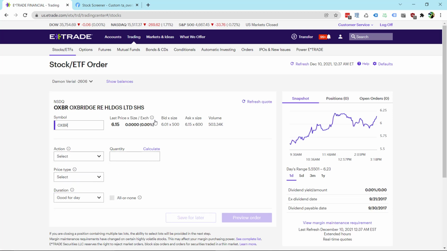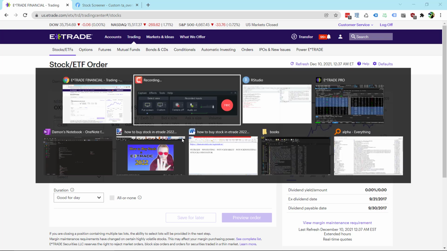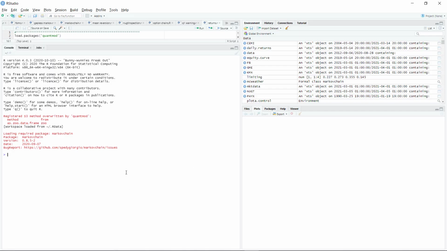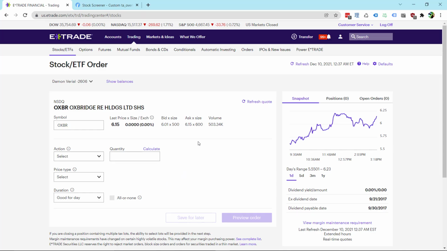So OXBR, you can see the bid and ask difference is 14 cents. Still seems small, but this stock's only trading at $6. So a 14-cent difference in terms of percentage is pretty large. 14 out of 601, that's a 2% difference. So I would be picky here, and I'm still going to buy the stock. I'm going to buy 100.